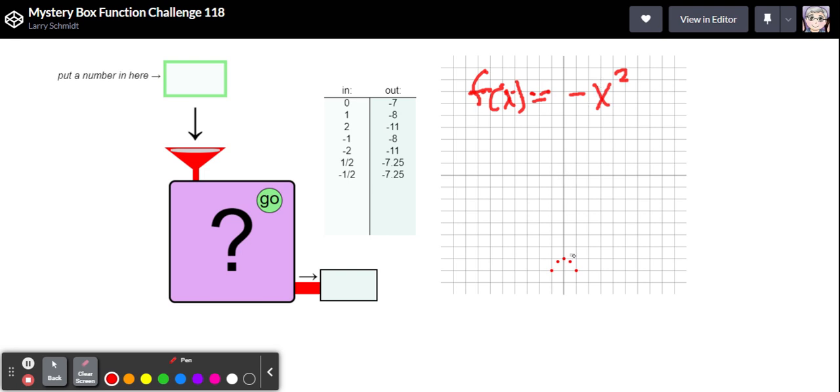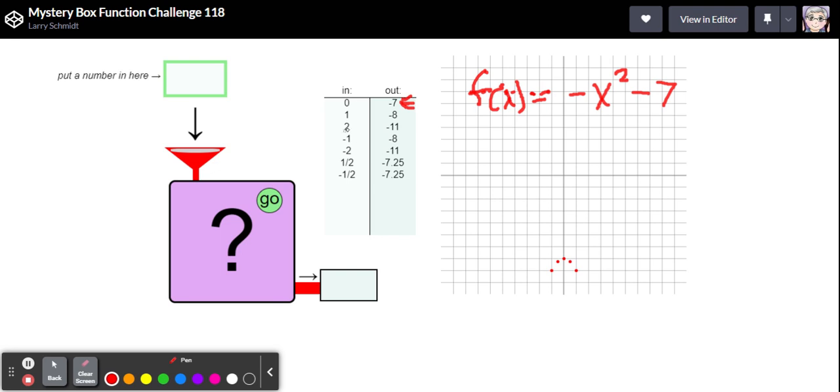Also, the vertex here is not on the origin. It's quite a bit down. And in fact, it's 7 down, because we can see that right here. So we just have to put a -7 to get that vertex. So when we put in a 0, this part becomes 0. We just have -7. That's what we get.